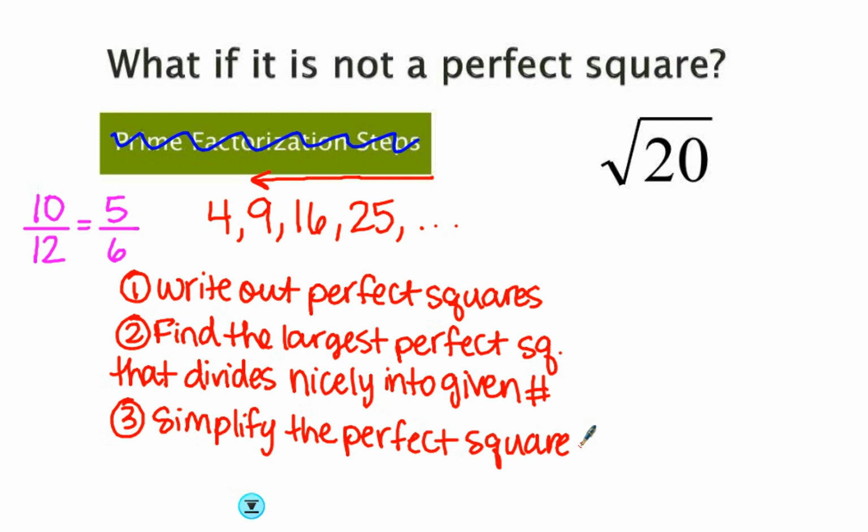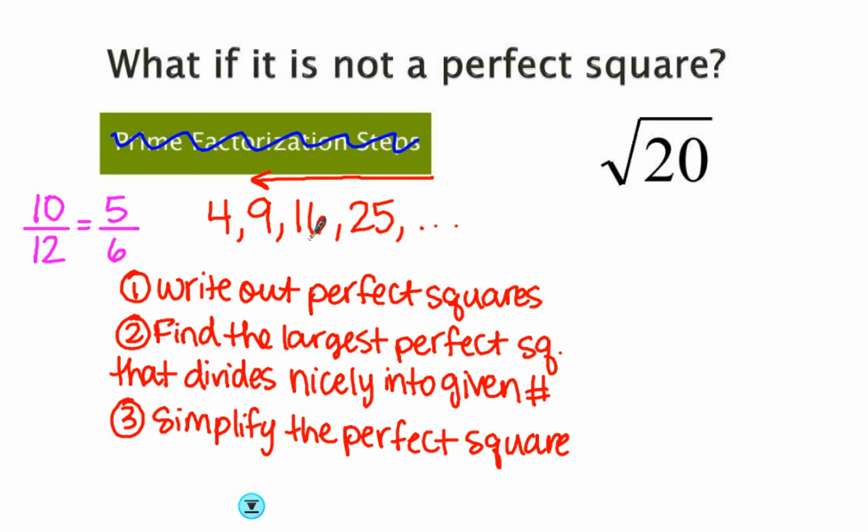All right, so just some light notes there. So let's look at our perfect squares. Obviously it can't be a number bigger than the given number 20, right? 25 would never divide nicely into 20. So we're looking for the one that divides nicely into there.